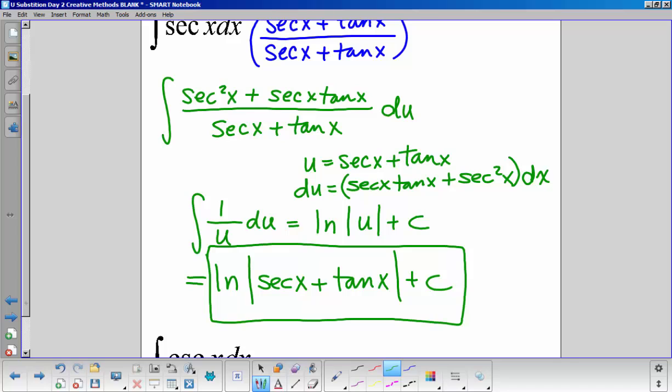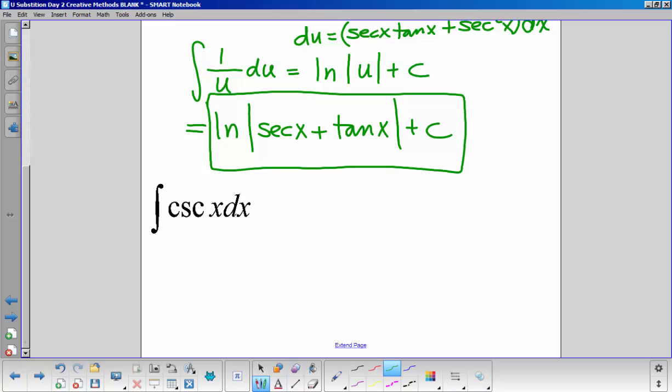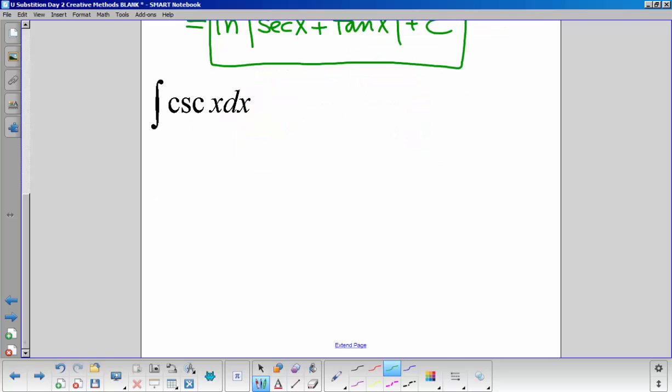My magic ink. That's the only way you can integrate secant x. Was I born knowing that? No. I stood on the shoulders of somebody that learned it before me, right?